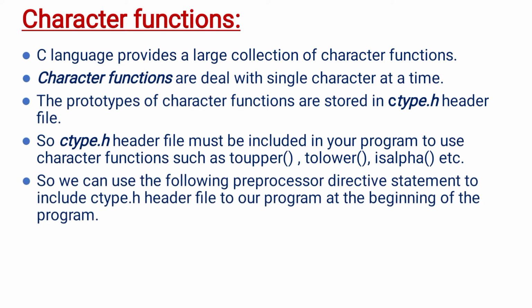We can use the following preprocessor directive statement to include the ctype.h header file in our program at the beginning of the program. Let's see the statement: hash include ctype.h. This is a preprocessor directive statement. This statement is used to include the ctype.h header file in our program.